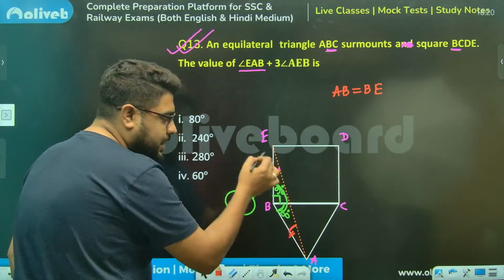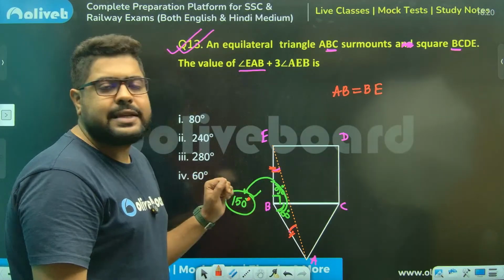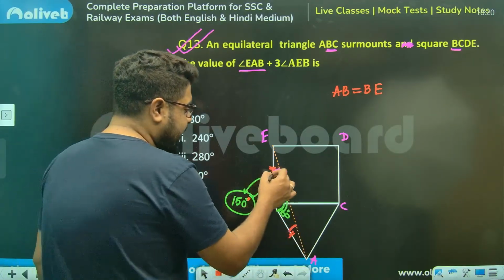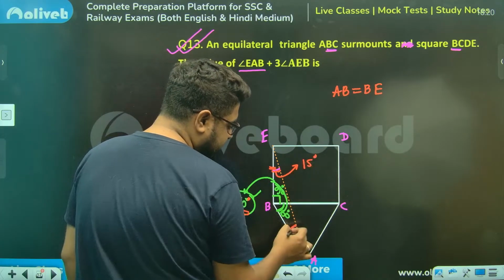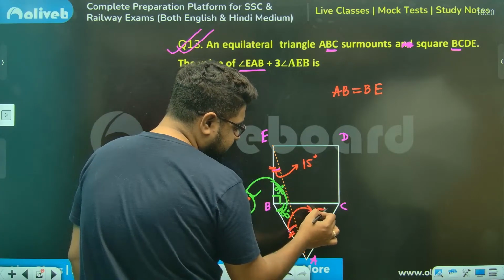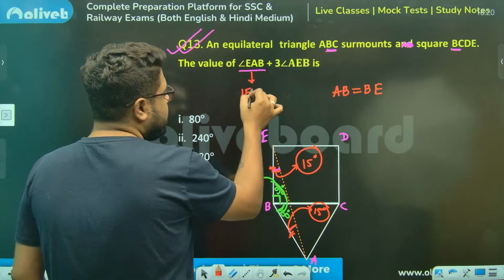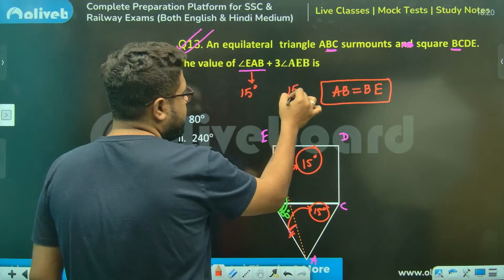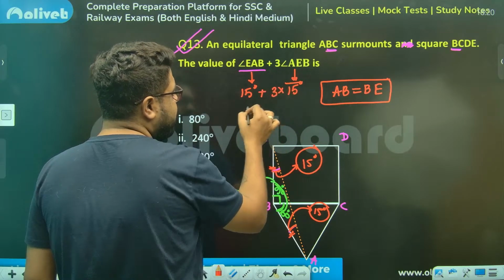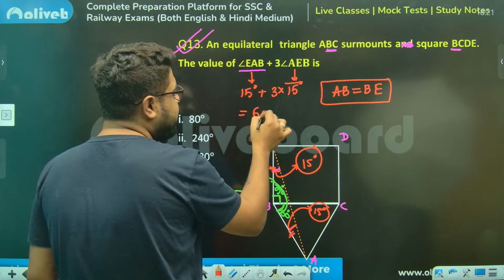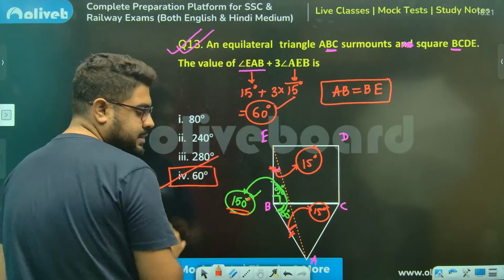In this triangle the total sum of angles must be 180. One angle itself is 150, so the remaining is 30. Half of 30 is 15 and 15. Put in the values: 15 degrees into 3 plus 15, that means 4 times 15 degrees, that is 60 degrees. Option number 4 is the answer.